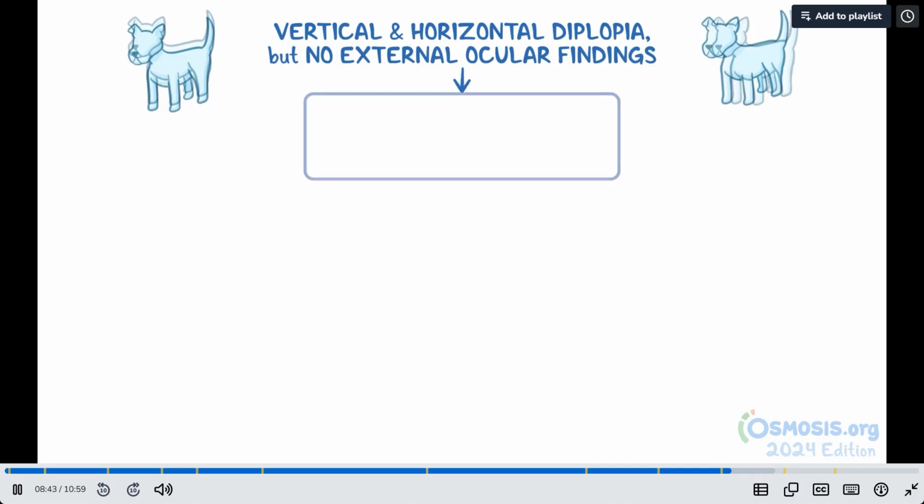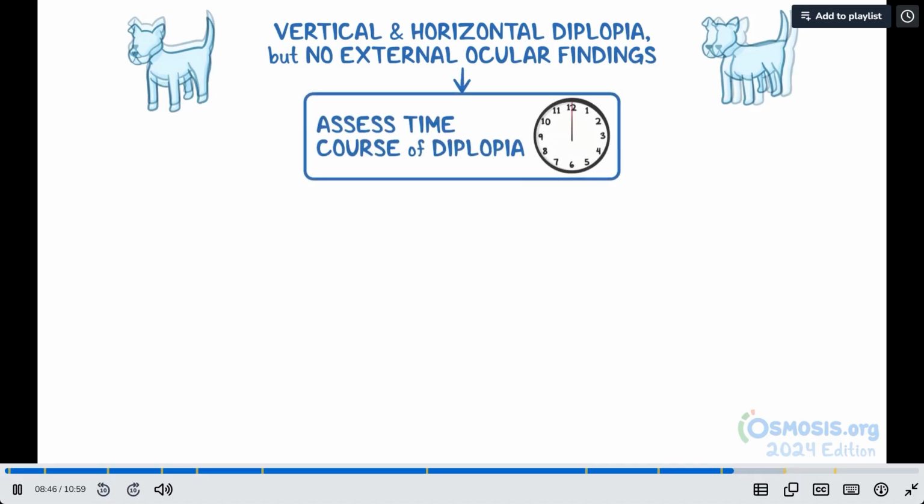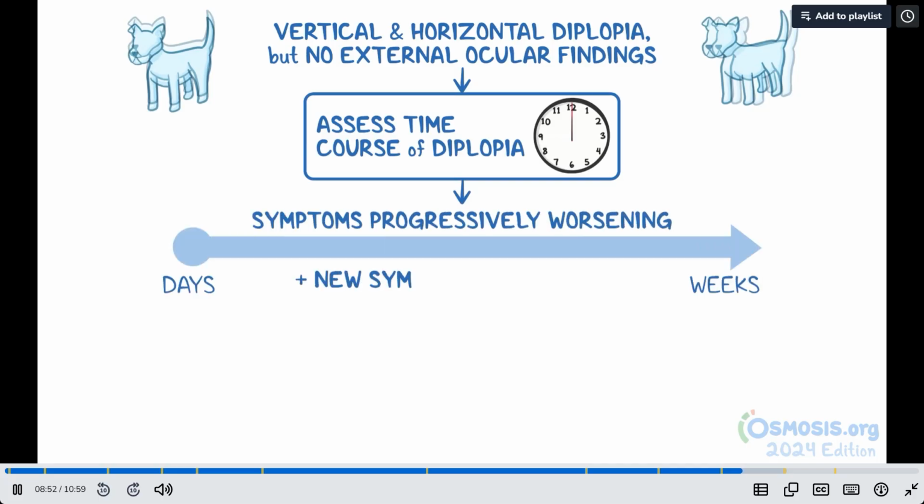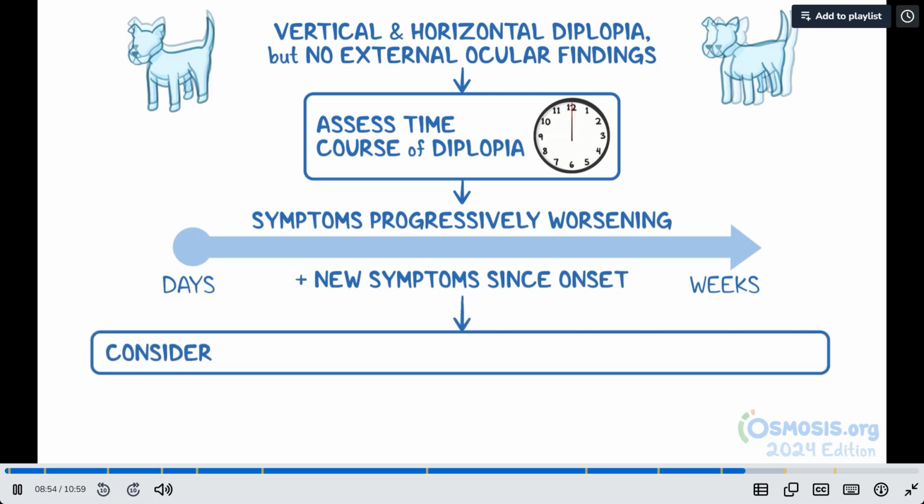Finally, let's talk about patients with both vertical and horizontal diplopia, but no external ocular findings. Your next step here is to assess the time course of diplopia. If your patient's initial symptoms have been progressively worsening over days to weeks, and they've noticed new symptoms since onset, consider the Miller-Fisher variant of Guillain-Barré syndrome.